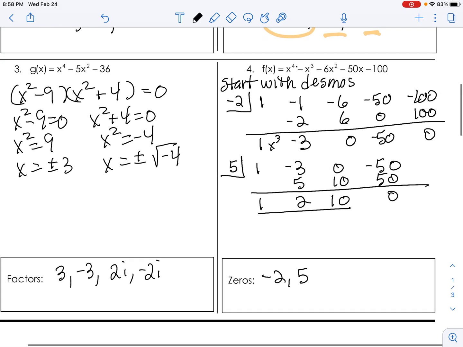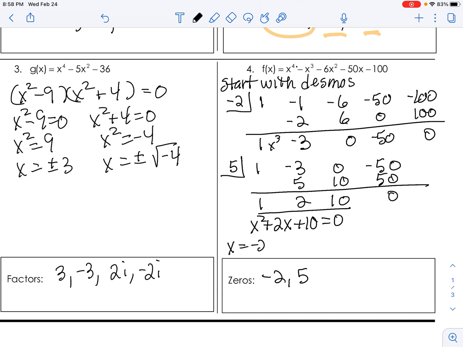Now this is quadratic, all right? So you started with quartic. Your first row at the bottom of synthetic division is cubic. Your next row at the bottom of synthetic division is quadratic. So x squared plus 2x plus 10 equals 0.